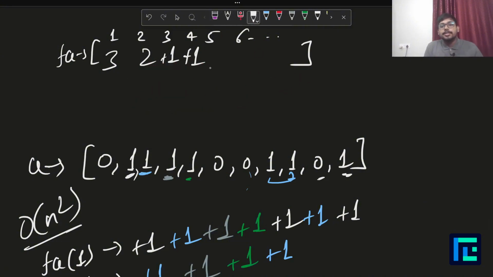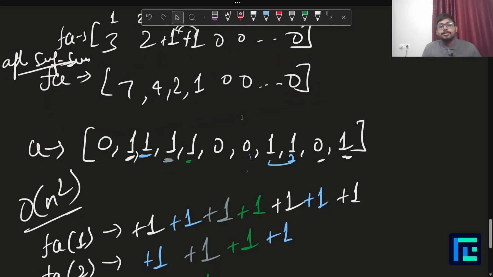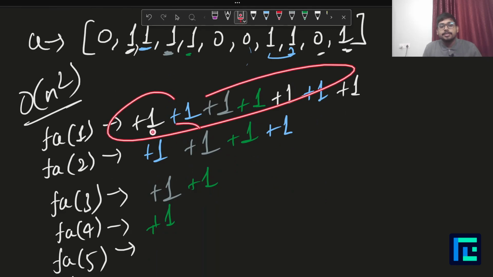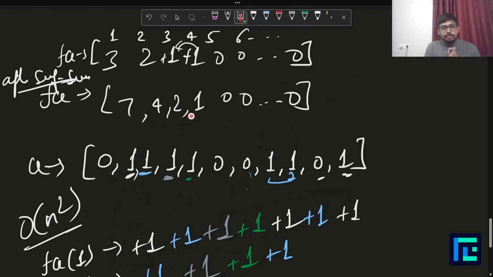Finally when we take the suffix sum of this, these would be 0. After the suffix sum, what would happen? This array A would be 0, 0, 0 only. Then 0 plus 1 would be 1. Then 1 plus 1 would be 2. 2 plus 2 would be 4. 4 plus 3 would be 7. So this is what we would get finally in our array A: 7, 4, 2, 1. So I hope you understood this difference array concept.